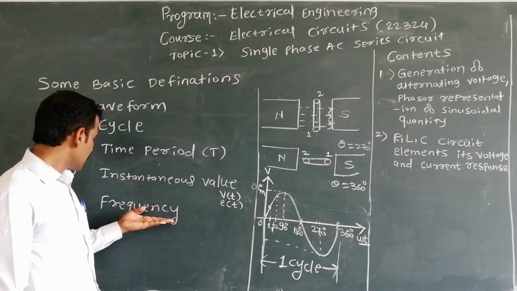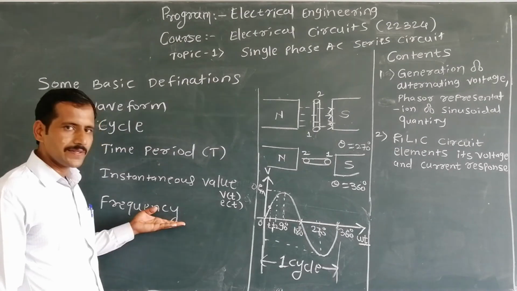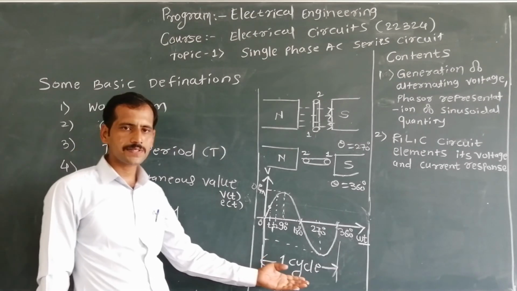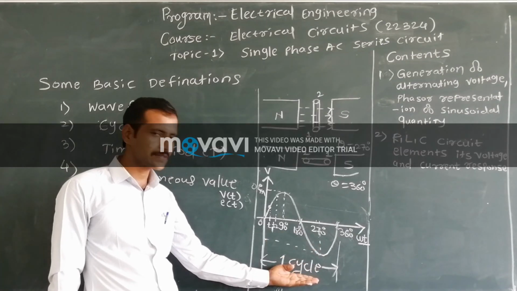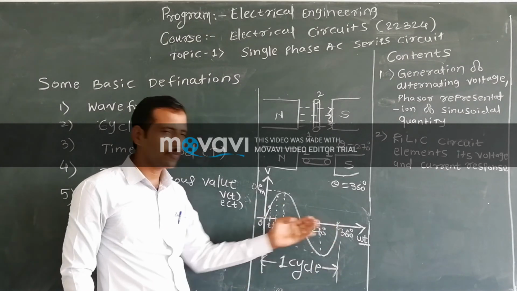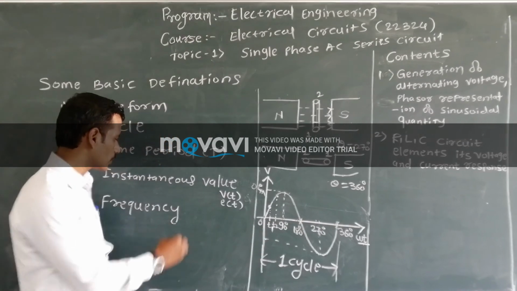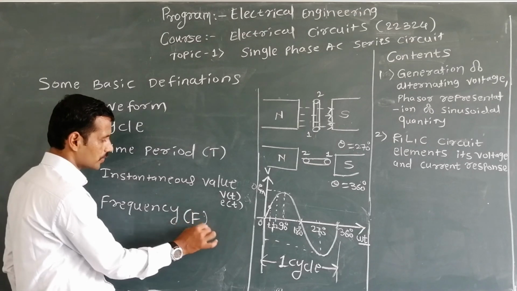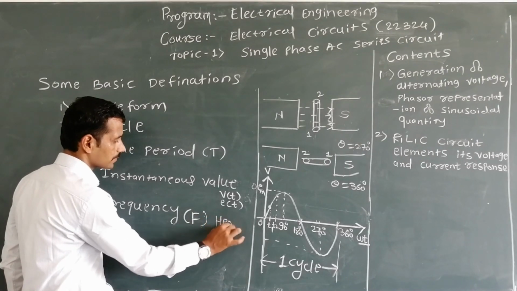Now next definition is frequency. The frequency is defined as number of cycles completed per second. Here we are showing 1 cycle. N number of cycles completed in 1 second, that is known as frequency. Generally it is denoted by capital F and its unit is hertz.